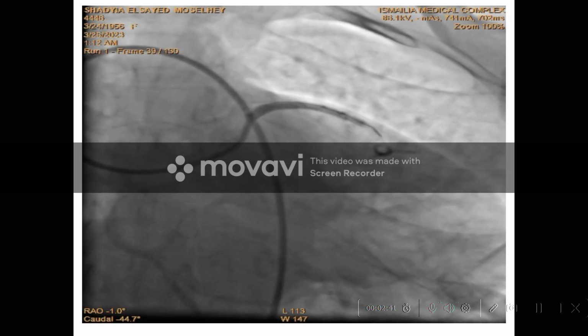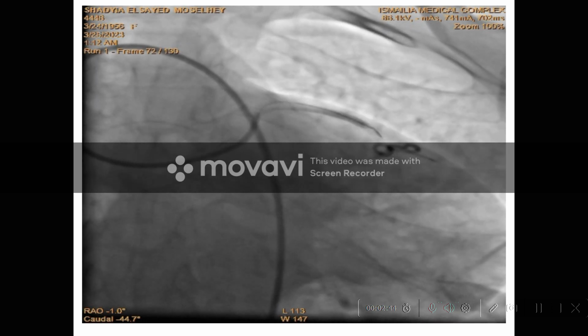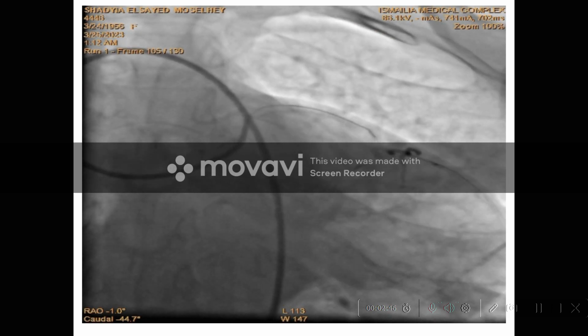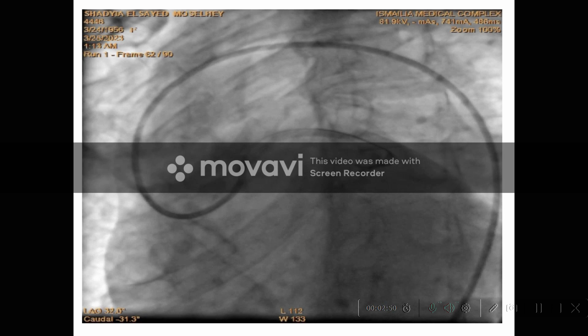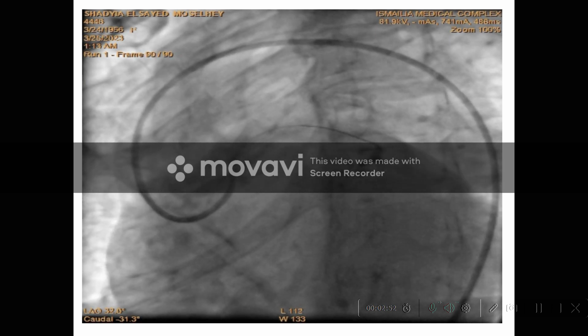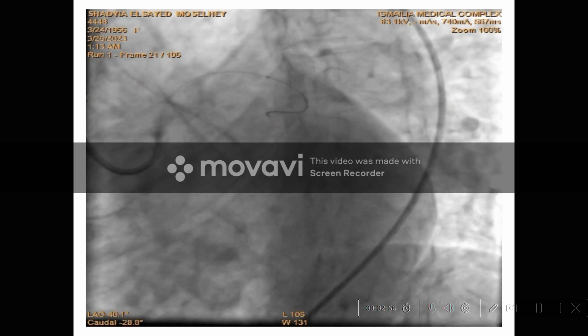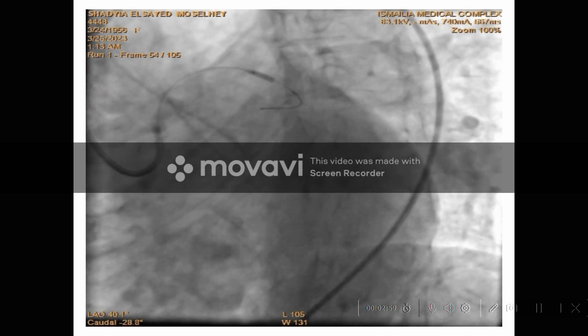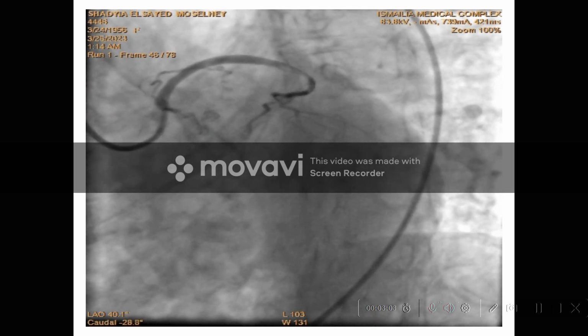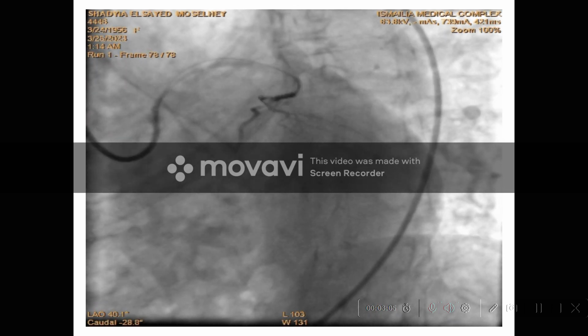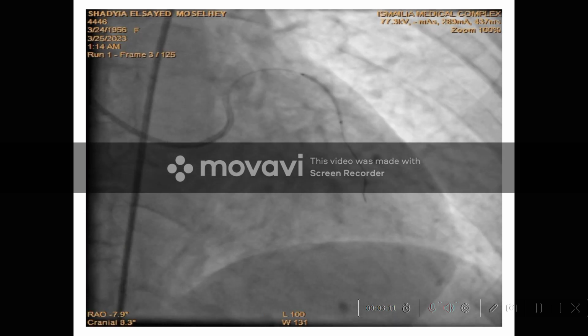In different projections I started to delineate exactly what it is, but whatever it is, I observed an occlusion with a thrombotic lesion in that vessel. So I started directly with PTCA. More and more the artery started to refill, and at that time I confirmed that it is an LAD artery.